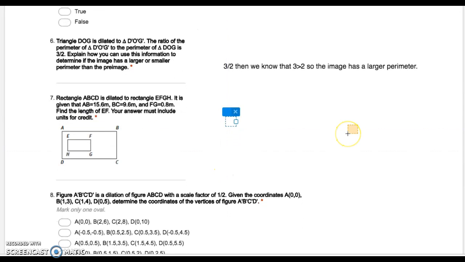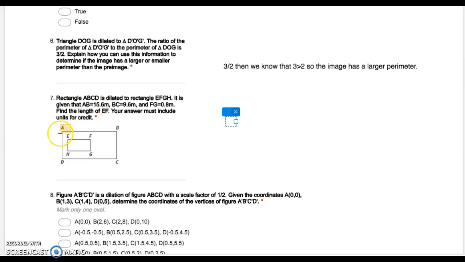Number 7, rectangle ABCD is dilated to EFGH. It is given that AB equals 15.6 and BC equals 9.6 meters, FG equals 0.8 meters. Find the length of EF. Your answer must include units for credit.